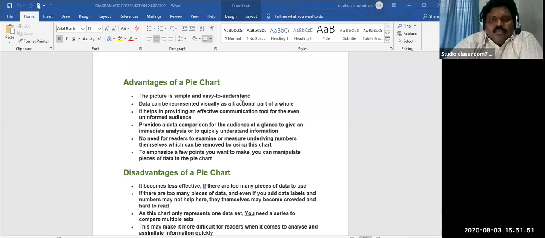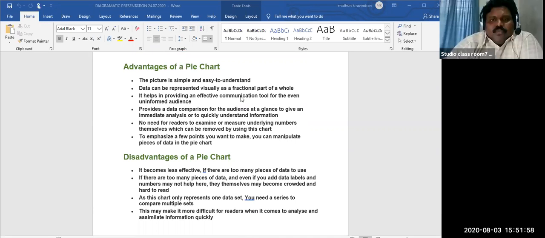My one question is there: what are the advantages and what are the disadvantages of a pie chart or pie diagram? Okay. First of all, advantages. The picture is simple and easy to understand. So pie diagrams are simple and easy to understand. One more time, the diagram is simple and easy to understand.